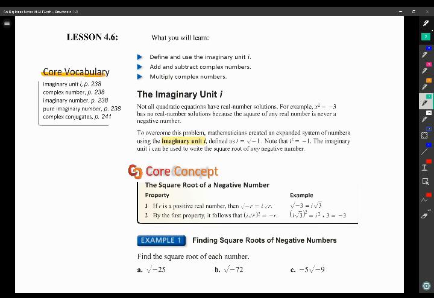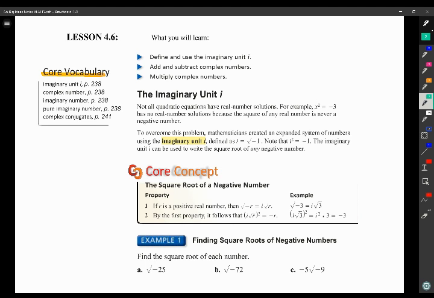So lesson 4.6 is on complex numbers. As we look, we kind of talked about this a little bit before when we took the square root of a negative, how it came out as an imaginary number, or no root is what it would say. And I talked about how eventually we're going to talk about imaginary numbers, or the complex number system. And that's what we're going to do right now.